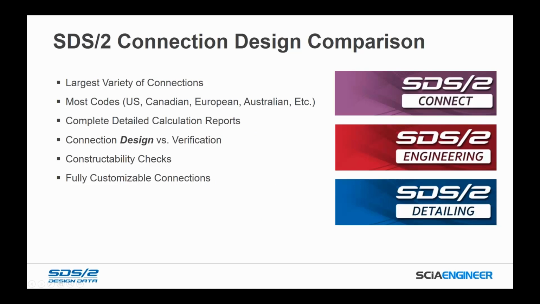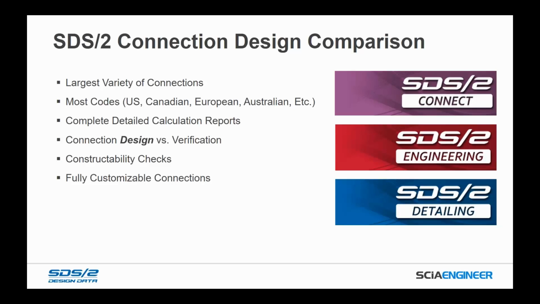Okay, and mainly what I'll be talking about today is the connection design capabilities of SDS2, and again, that's in SDS2 Connect, SDS2 Engineering, and SDS2 Detailing. One thing you'll see is SDS2 provides the largest variety of connections of any other software that does connection design. More member types, configurations, skewed connections, sloped connections, skewed bracing connections, and so forth. It has the most codes available of any other software that does connection design, including AISC, the Canadian code, the European code, Australian code, and so forth.